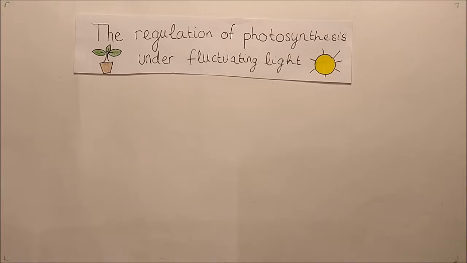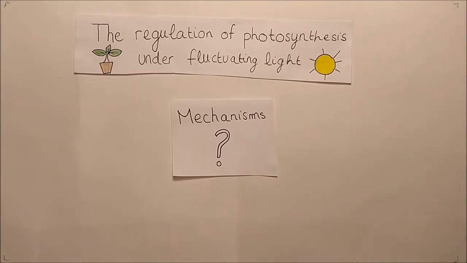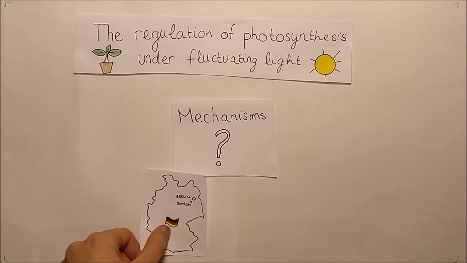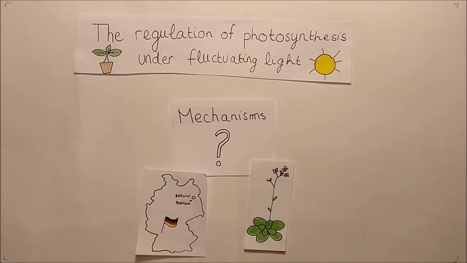So the question is, what are the mechanisms at play that help the plant tolerate fluctuating light and photosynthesize sunlight efficiently? To answer this question, a team from Germany decided to study photosynthesis in the plant model Arabidopsis thaliana.